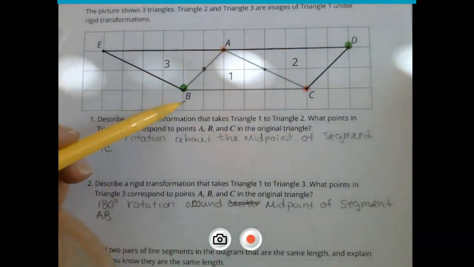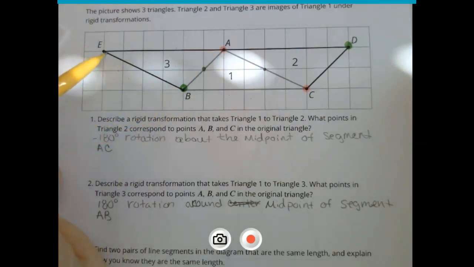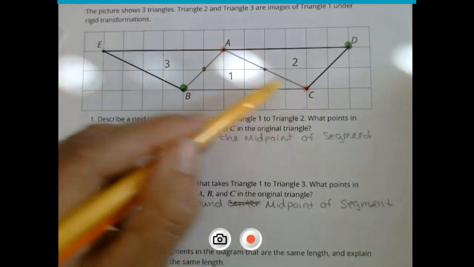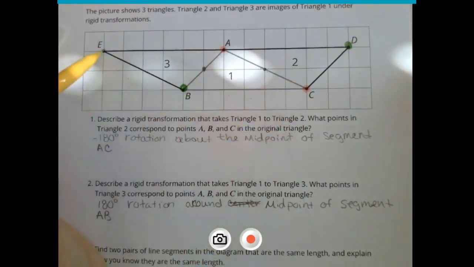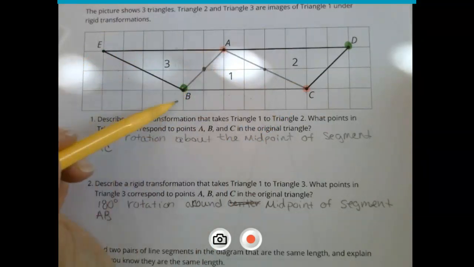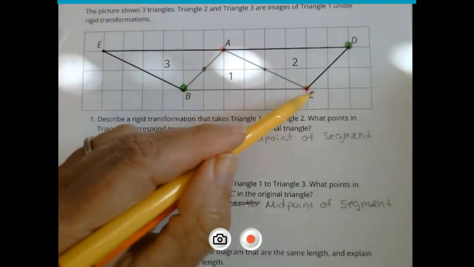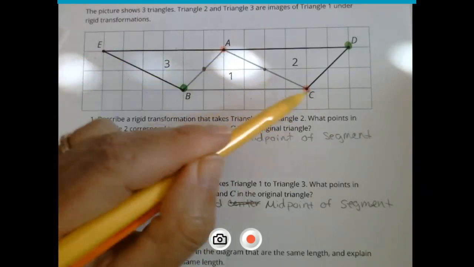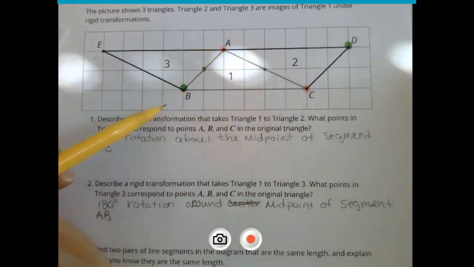Then you would say that E corresponds to C in the original. So E and C, these two and these two correspond. Okay, this one, and then A and E, I mean E and C, excuse me. E and C, and A and B in the original. All right.